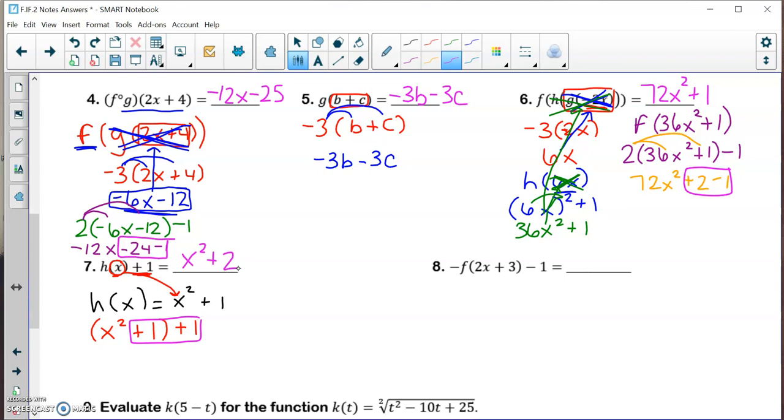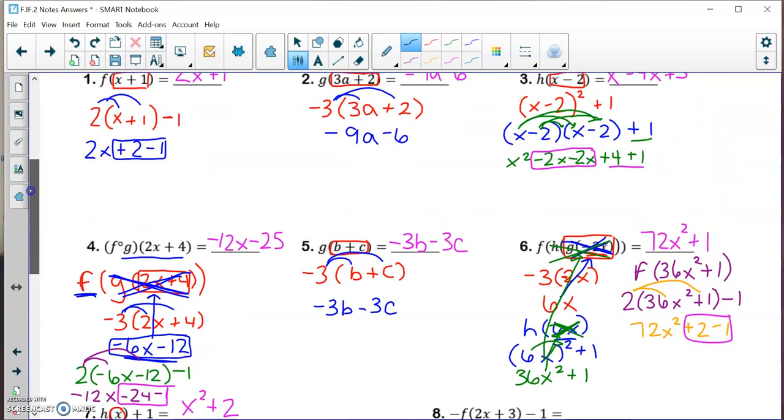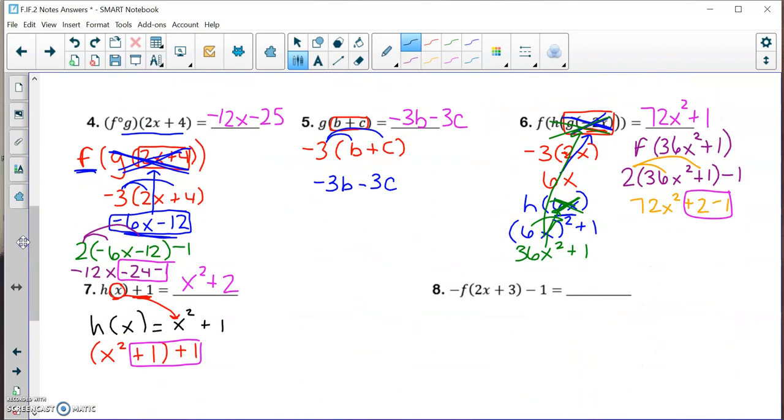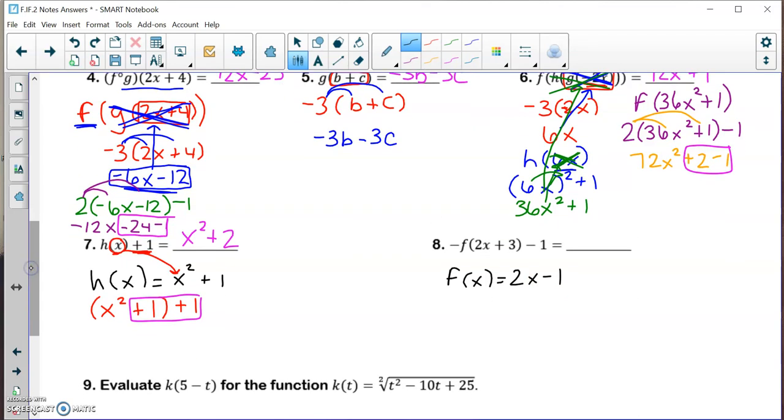Now, number 8, I have a negative f of 2x plus 3 minus 1. So let me rewrite my f of x function so I can easily show you this. So your f of x function is f of x is equal to a 2x minus a 1. So essentially what they want you to do is they want a negative, and then they want you to put this 2x plus 3 in for x in your f of x function, but we're going to keep parentheses around your f of x function.